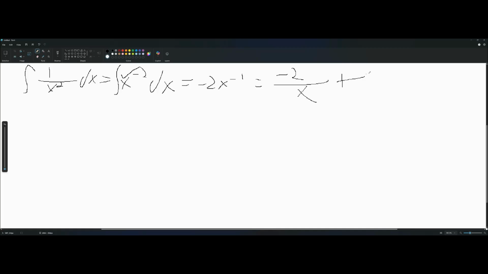And now, let's see how this works with a power such as 1 over x squared. Well, this is just equal to x to the negative 2, right? Almost forgot the integral. So essentially what we do is we add 1 to the power and divide by it. So that's negative 2 times x to the negative 1, which is just equal to negative 2 over x plus c.